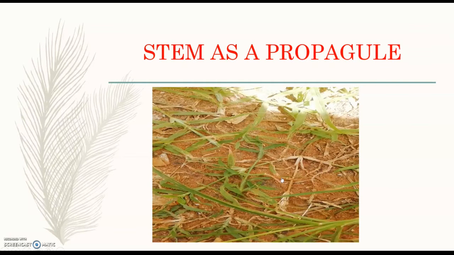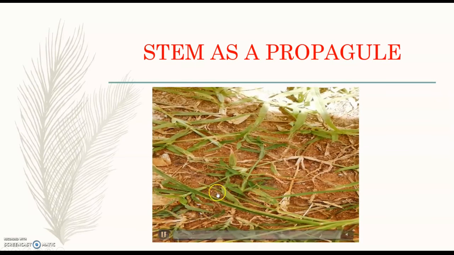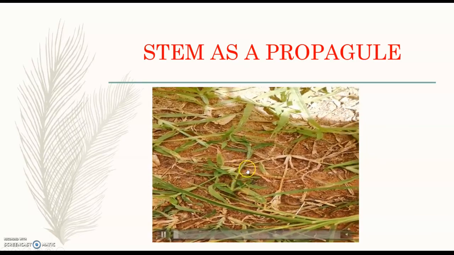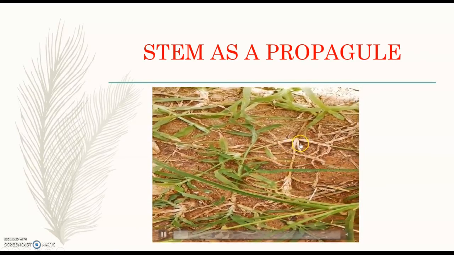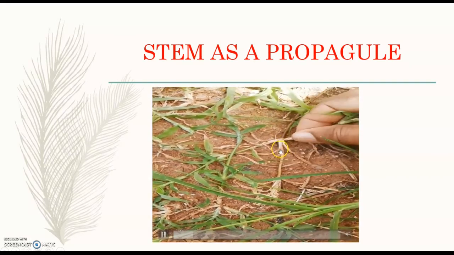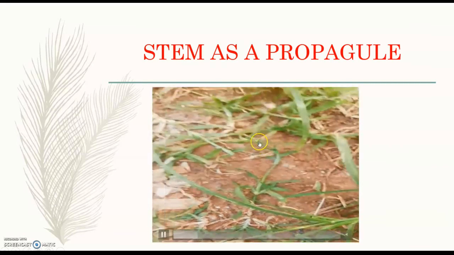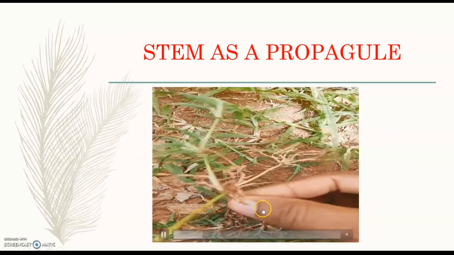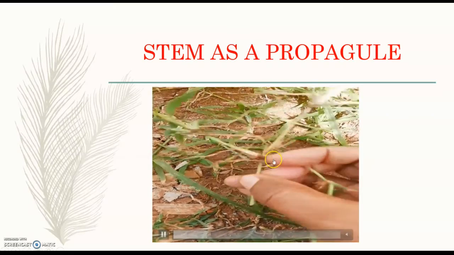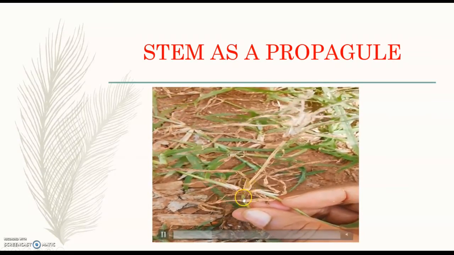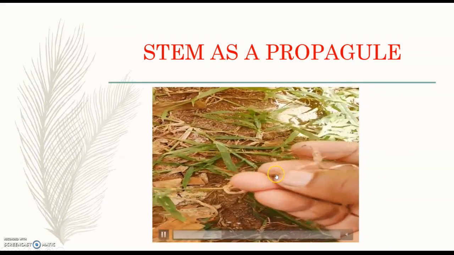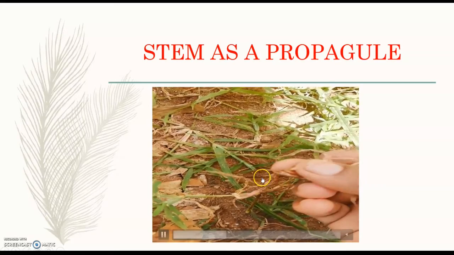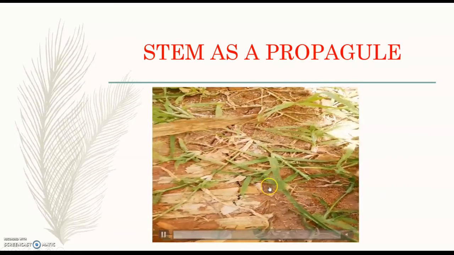Stem as a propagule. Stem acts as a propagule. This is a video, I'll show you that. In this you can see that this is grass, isn't it? In this grass, you can see one node is attached. This particular part is attached to the soil. When we uproot that, you can see this is the stem. This stem is producing root in this part, and again in this part. So in each and every node, this stem is producing its own root.